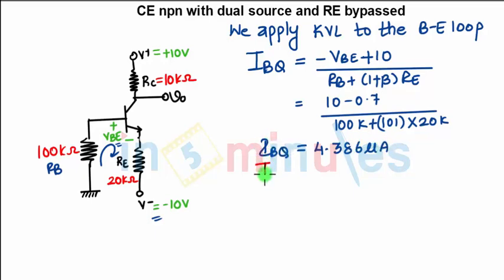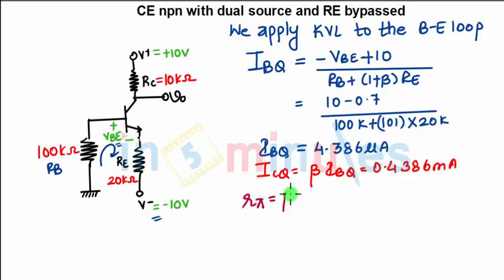Now once you know the value of IBQ, you can find the value of ICQ. How are you going to find ICQ? It is nothing but beta times IBQ. So what is the value of ICQ? 0.4386 milliamperes. Now once you know IBQ and ICQ, what can you find? The components required in the AC analysis, that is R pi, which is beta VT upon ICQ. So what will be the value of R pi? 5.936 kilo ohms.